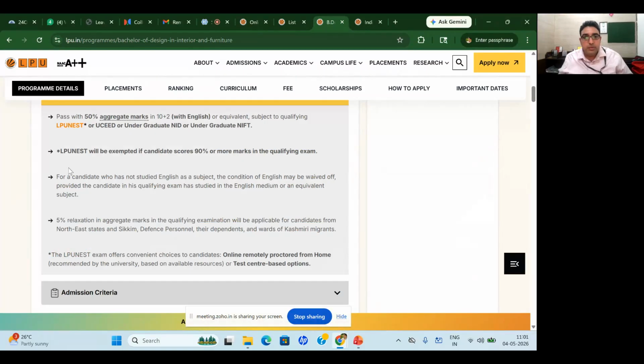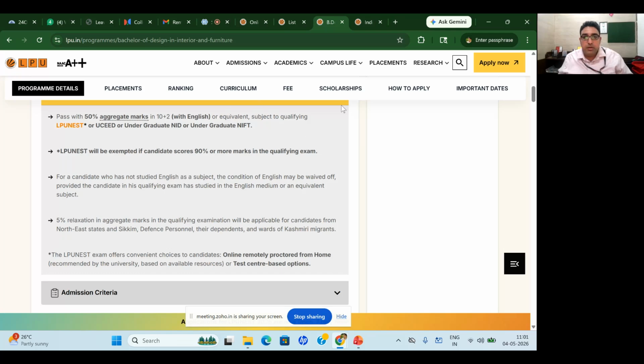Minimum 50 percent marks in 12th class, and English must be studied, subject to qualifying LPU NEST, or if you have qualified UCEED or UG NID or UG NIFT, then also you can have entry to Lovely Professional University, and you will be exempted from the LPU NEST exam if you score 90% or more marks in the qualifying exam. That is 12th class, right?